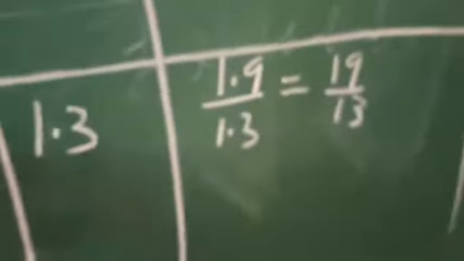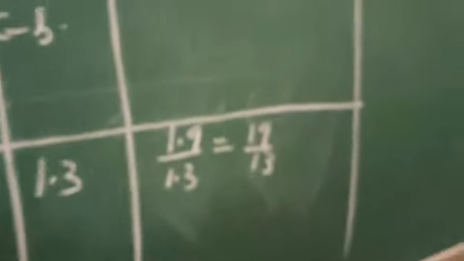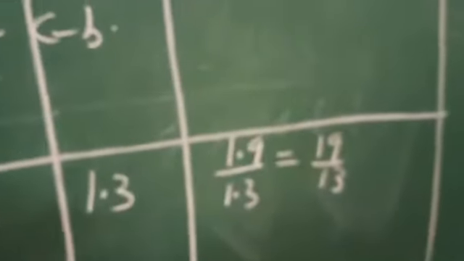Okay, so now we will calculate mu is equal to C minus A upon C minus B. So that is 1.9 upon 1.3, means 19 upon 13. 19 upon 13. Now we can calculate 19 divided by 13.